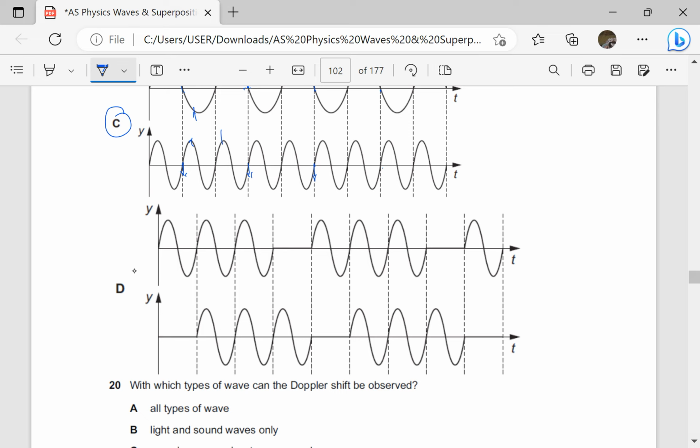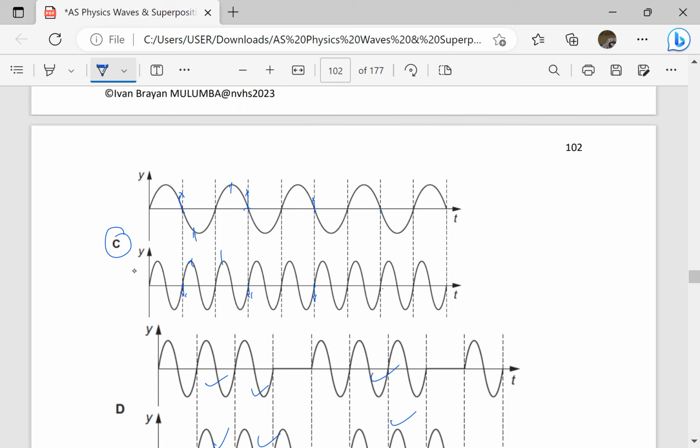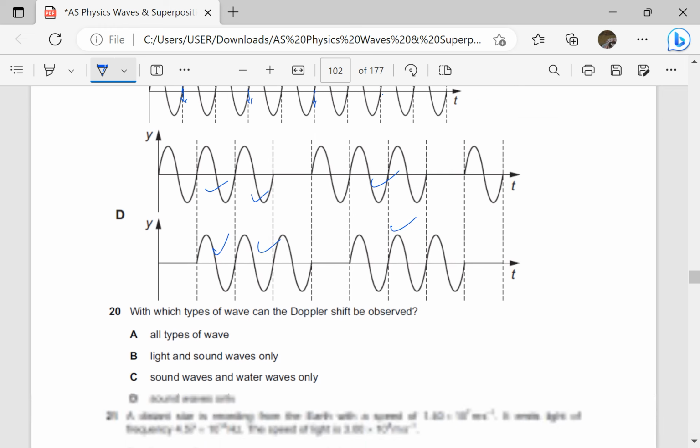For D, you notice that the phase here is maintained, the phase here is still maintained, and so on and so forth. So it is only going to be C, that the phase of the wave above is not the same as the phase of this, so they are said not to be coherent because they don't maintain a constant phase difference, or they don't have a constant phase difference throughout. If you try to look for corresponding points every time, you notice that there will be a change in the phase. Therefore, they are not coherent.